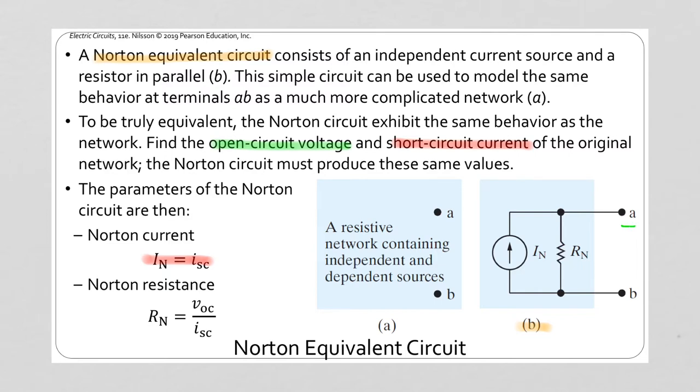Then, we want to find the open circuit voltage. In this case, with an open circuit, there will be no current flowing through this branch of the circuit. All of the current from the current source will flow through the Norton resistance. And we know by Ohm's law that the voltage across that resistor will be the current flowing through it multiplied by the resistance. Then we can see that the Norton resistance would be the open circuit voltage divided by the short circuit current.